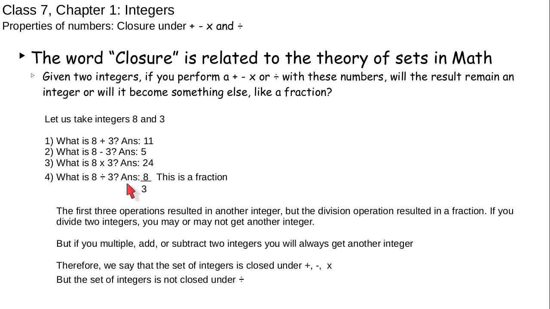In fact, you can take any two integers and subject them to addition, subtraction or multiplication. The answer will always be an integer. But that is not true of division. Therefore, we say that the set of integers is closed under addition, subtraction and multiplication. Or rather, the addition, subtraction and multiplication operators for integers satisfy the closure property. But the division operator for integers does not satisfy the closure property.